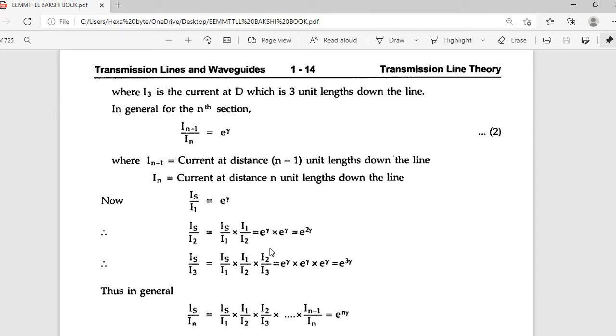So IS by I1 is equal to e power gamma. IS by I2 is IS by I1 times I1 by I2, e power gamma into e power gamma, which is e power 2 gamma. Similarly IS by I3 is IS by I1, I1 by I2, I2 by I3, again e power gamma into e power gamma into e power gamma, e power 3 gamma.